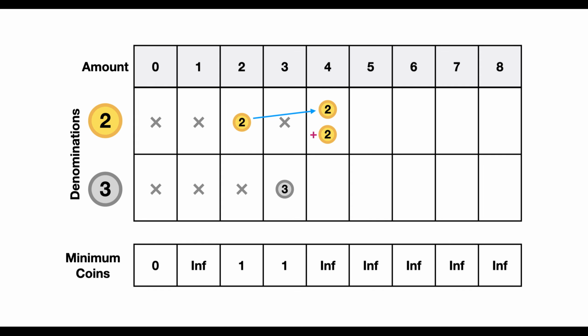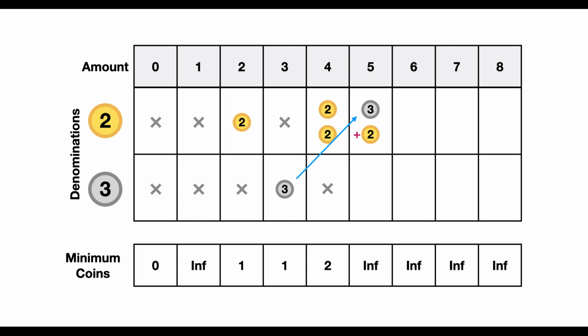Then we get to 4. 4 minus 2 is 2. We saw this took 1 coin. We add 1 additional 2 coin to this, and this gives us a valid solution to reach the target of 4. We do 4 minus 3 is 1. There's no valid coins to reach 1, so we can't reach the target of 4 using a 3 denomination. So the smallest number of coins to reach 4 is 2. Because we took the 2 denomination to reach 2, added 1 additional 2 coin, and that got us to 4. So 1 plus 1 additional coin is 2.